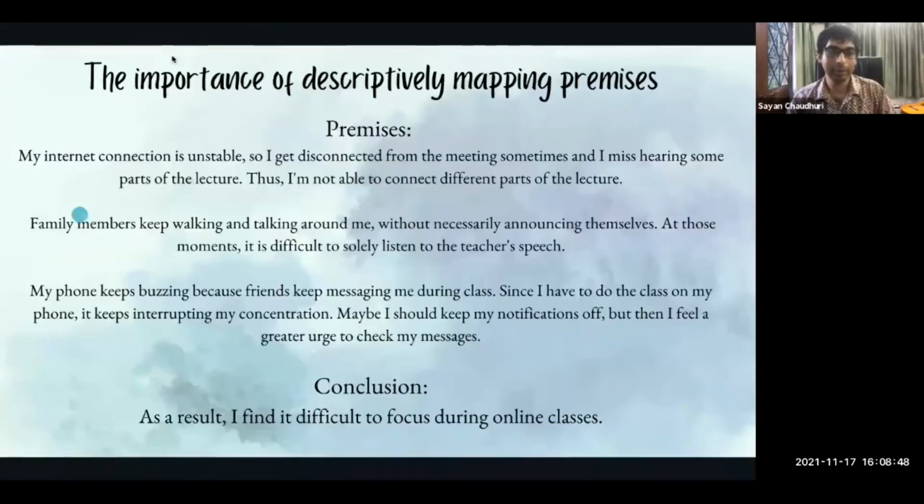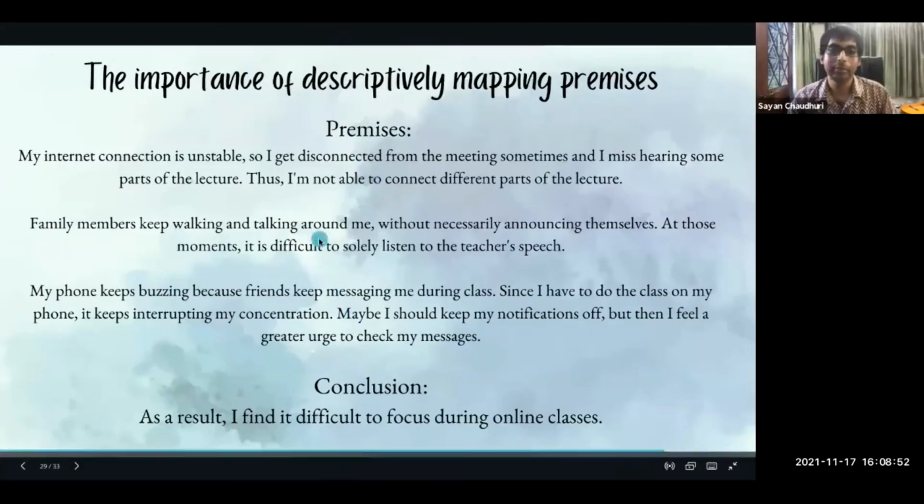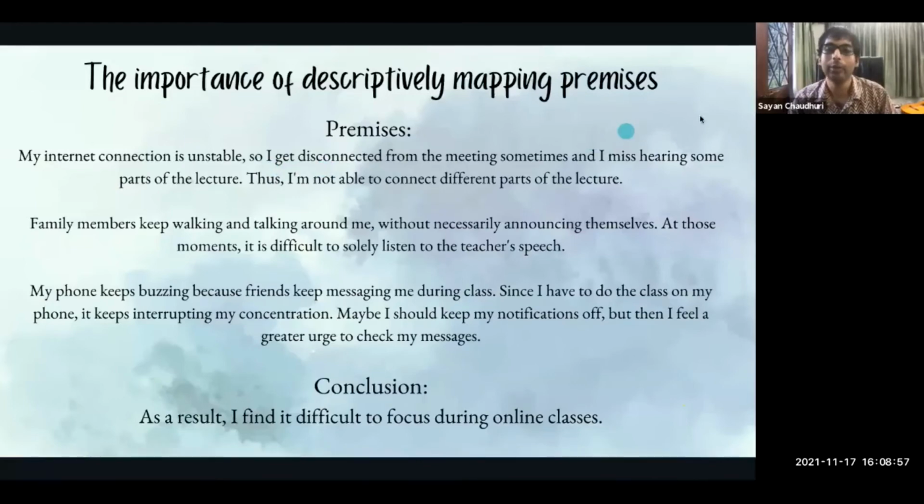So just to talk about the internet example. Let's say one premise is internet connection is unstable. So I get disconnected from the meeting sometimes and I miss hearing some parts of the lecture. Thus, I'm not able to connect different parts of the lecture. Family members keep walking without announcing themselves. So it's difficult to listen to what the teacher is saying. Phone keeps buzzing. Since I have to do the class on phone, it keeps interrupting my concentration. Maybe I should keep my notifications off.